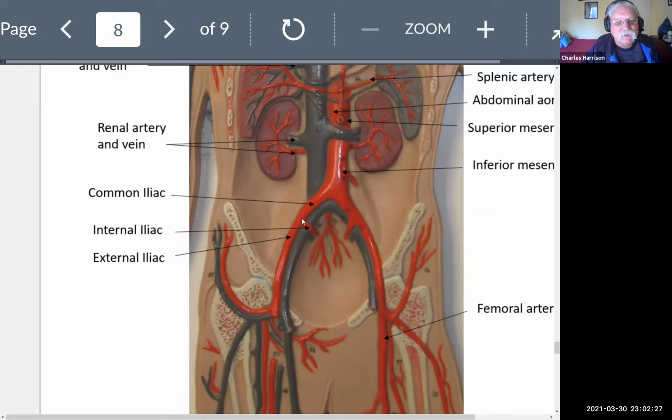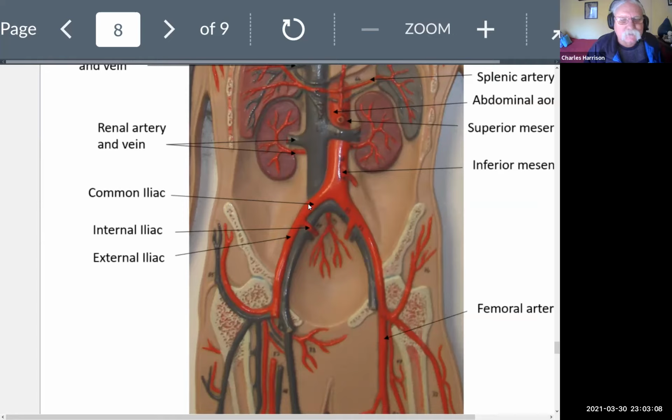Here's the common iliac artery. In humans, we have a common iliac artery. In cats, we do not. That's one major difference between the two. In cats, there's a common iliac vein, but there's no common iliac artery. Now, don't worry that you're going to have to write that down and get it. I will drill it into your head a few times before I ever ask you a question on that.